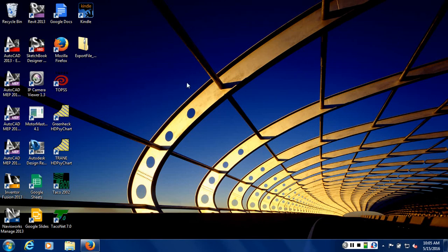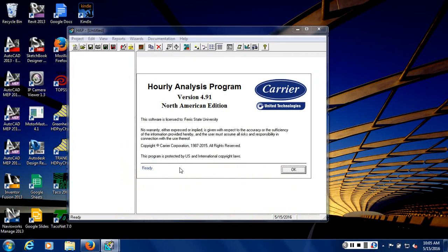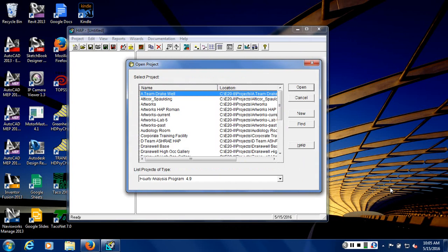Anyway, the first thing I'm going to do is open the Carrier program. So I have the hourly analysis program, 4.91. That's the version we'll be using. Now, when the program first opens, we're going to hit OK. We're going to hit OK again.